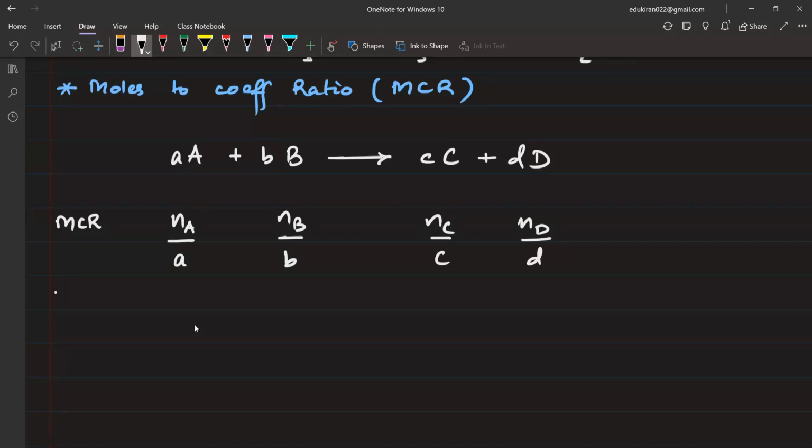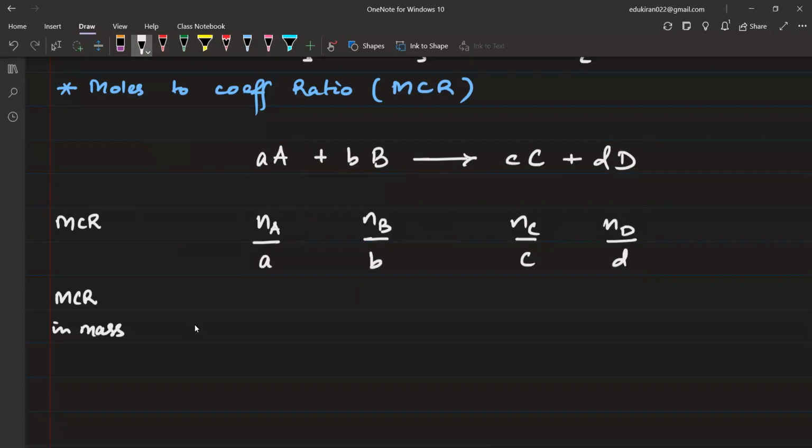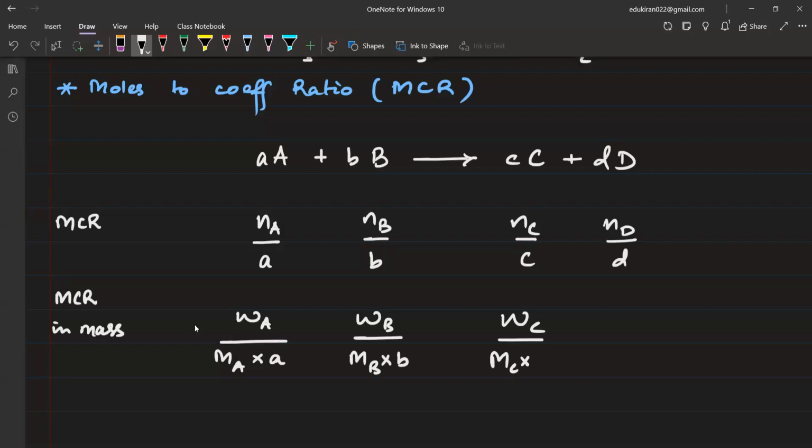Now, MCR in terms of mass. I can convert the number of moles in terms of mass. What is the number of moles? Number of moles is given mass by molar mass. So I can write it like this. In terms of mass, I will write the given mass of A divided by the molar mass of A multiplied by the stoichiometric coefficient. Given mass of B divided by molar mass of B into the stoichiometric coefficient. The given mass of C divided by the molar mass of C multiplied by the stoichiometric coefficient C. The given mass of D divided by the molar mass of D multiplied by the stoichiometric coefficient D.